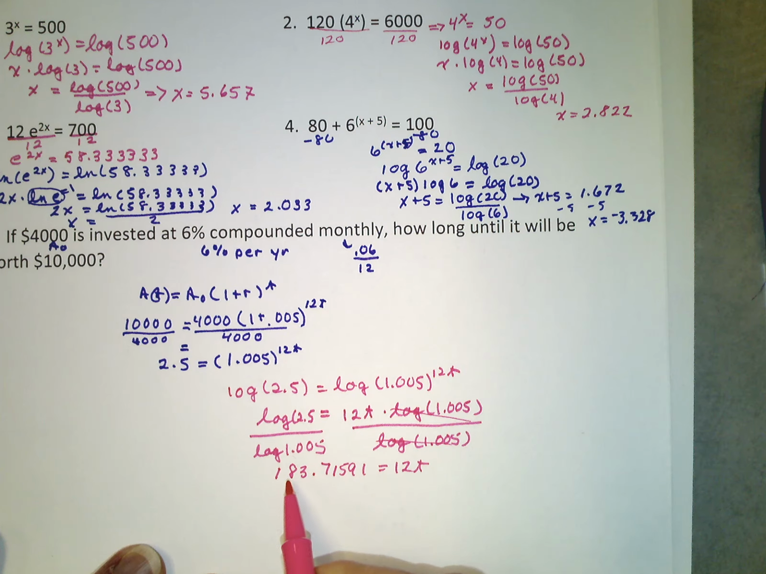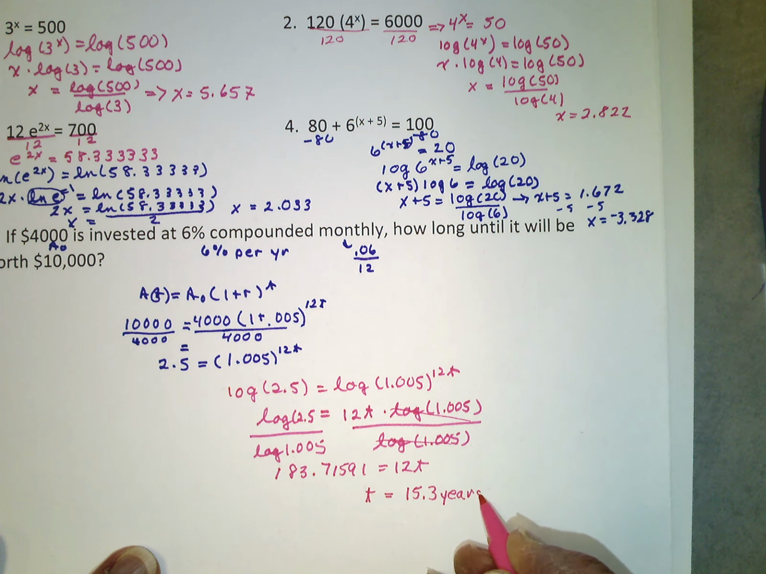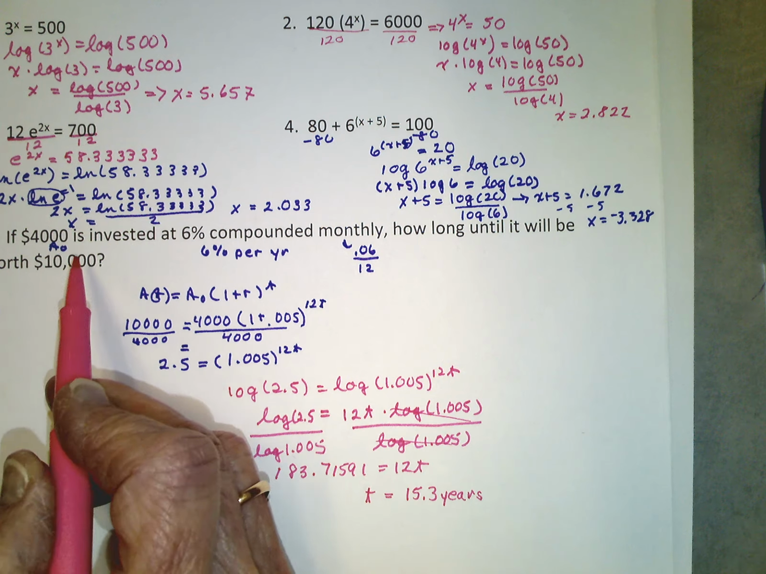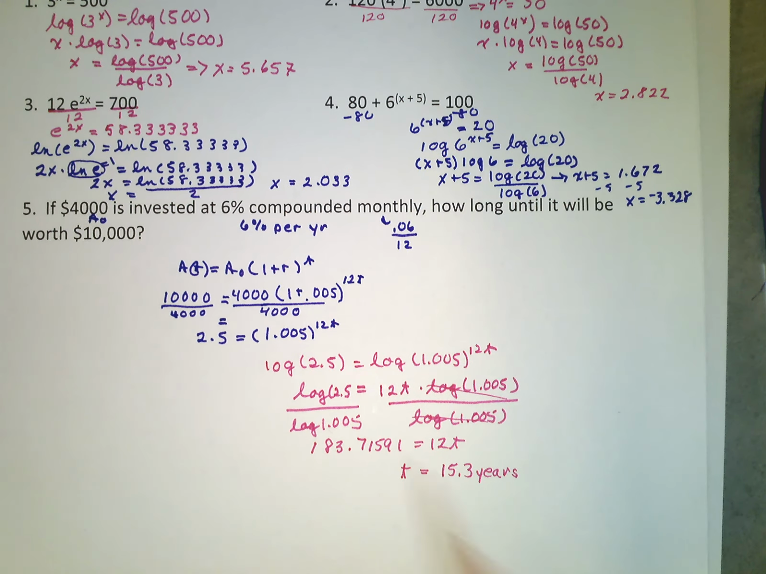Now that would tell us how many months. This would be about 184 months it would take to get the $10,000. If we divide by 12, t comes out to be about 15.3 years in order for the investment to grow from $4,000 to $10,000.